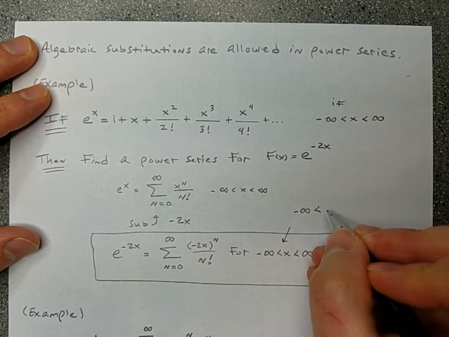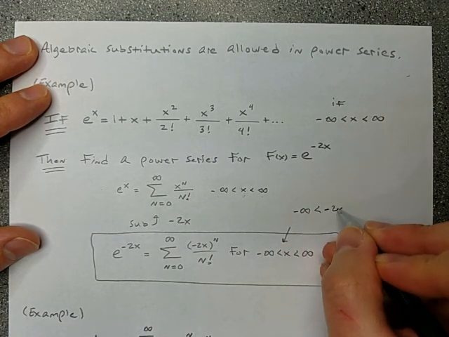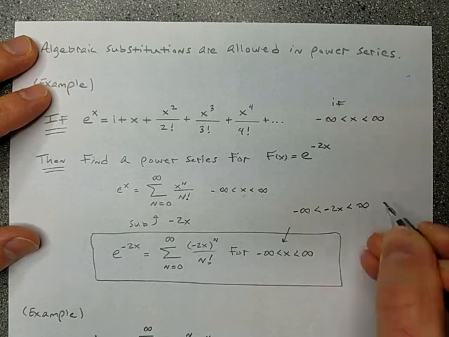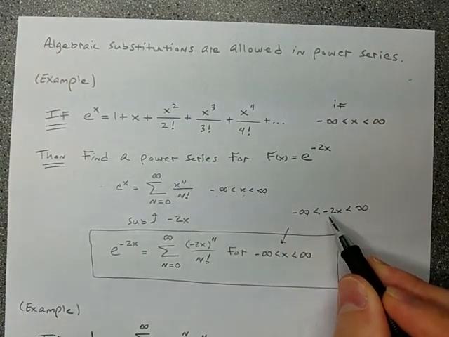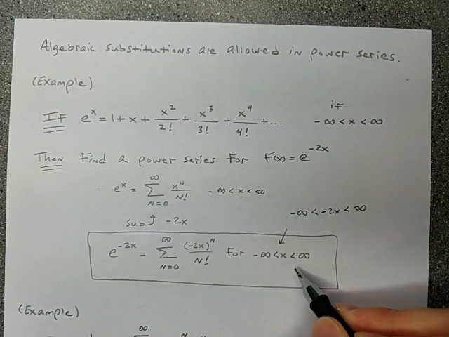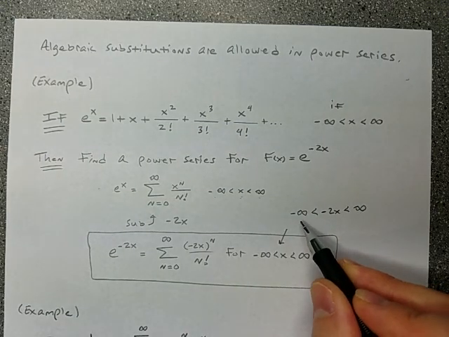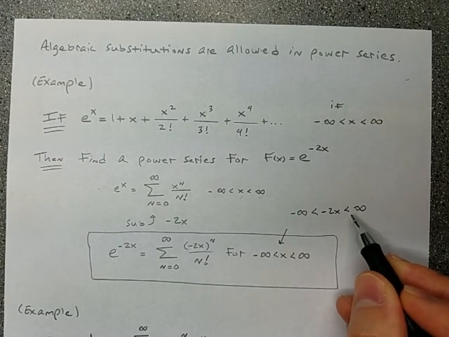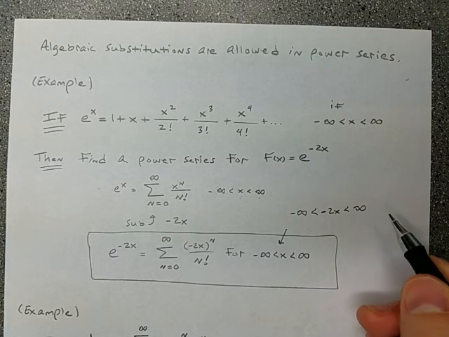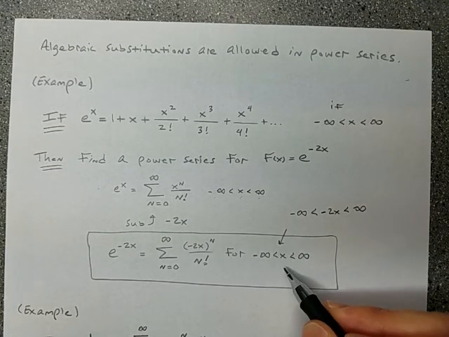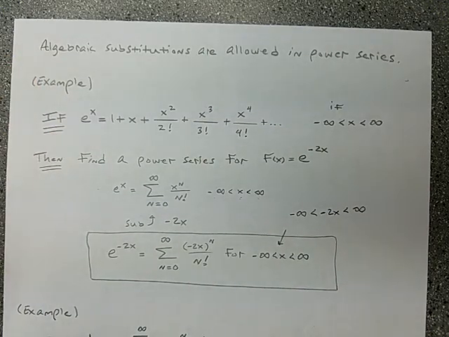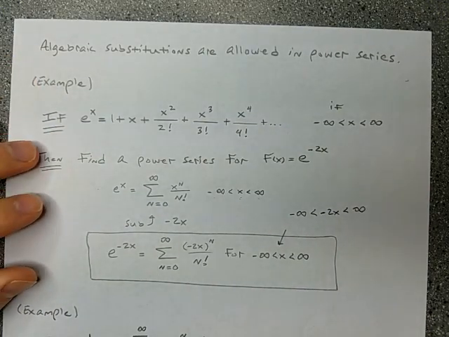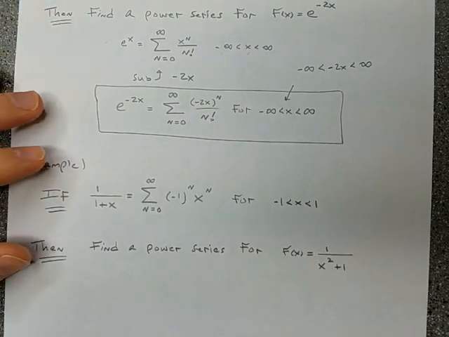Negative infinity less than negative 2x less than infinity. If you divide all three parts of that by negative 2 in order to isolate x, you end up with infinity greater than x greater than negative infinity, which is this. So we got that one. Let's do this one now.